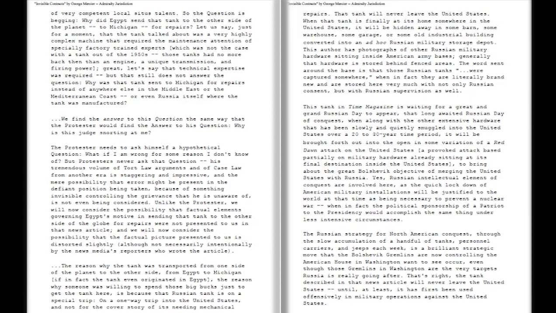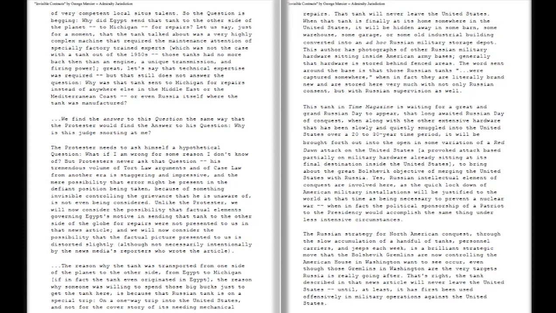That tank will never leave the United States. When that tank is finally at its home somewhere in the United States, it will be hidden away in some barn, some warehouse, some garage, or some old industrial building, converted into an ad hoc Russian military storage depot. This author has photographs of other Russian military hardware sitting inside American army bases. Generally, that hardware is stored behind fenced areas. The word sent around the bases that those Russian tanks were captured somewhere, when in fact they are literally brand new and are stored here very much with not only Russian consent, but with Russian supervision as well.